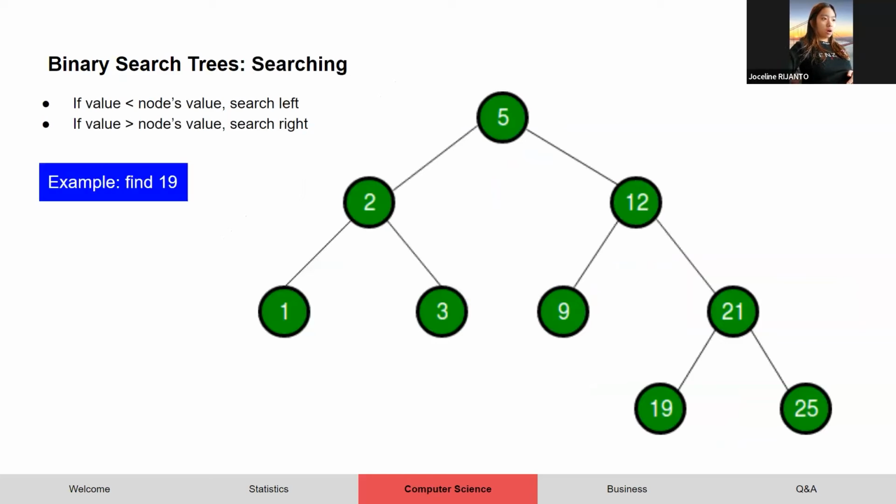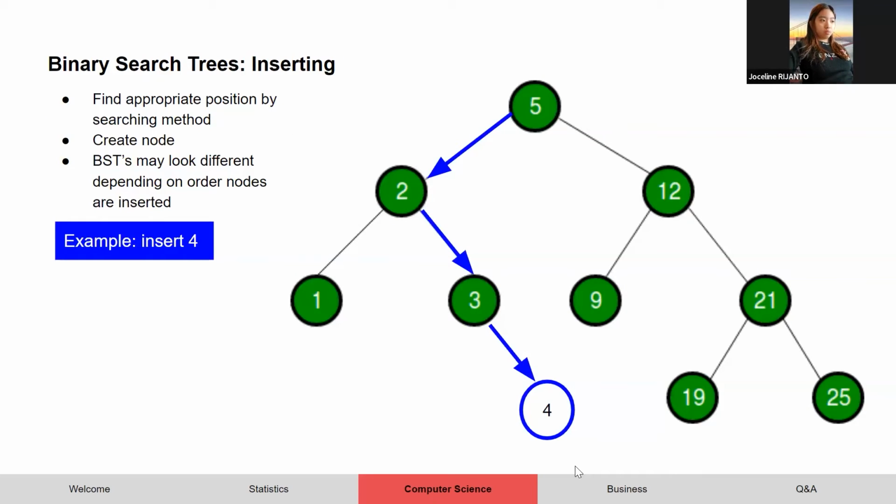All right, so we have the operation of searching. Basically, if the value is less than the current node's value, you go to the left, while if the value is more than the node's value, you go to the right. So we begin at the root node, which is 5. For example, we want to find 19. 19 is bigger than 5, so we go to the right. And then 19 is bigger than 12, so we go to the right again. And then we can see that 19 is less than 21, so we go to the left. And then we get 19.